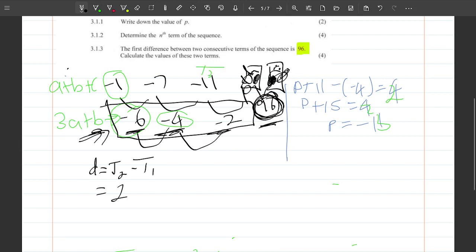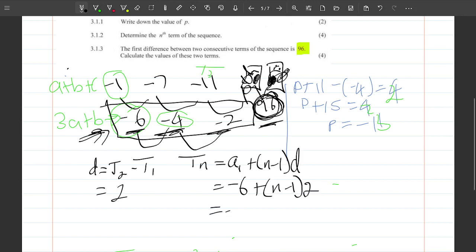Okay, then we know that the nth term is going to be equal to the first term, plus n minus 1 multiplied by d. This is the formula for the nth term of an arithmetic number pattern. In fact, I actually know what a is. The a would be negative 6. Remember, a is the first term, plus n minus 1, and d is just my common difference, and that's just a 2, nothing fancy there.